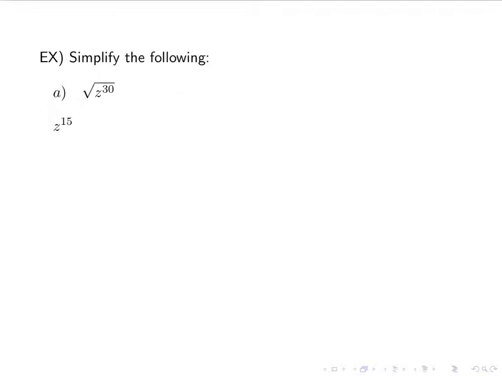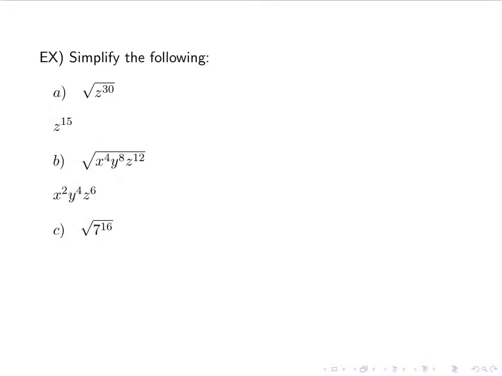Sometimes we'll have more than one factor inside the square root. So for B, we're going to look at the square root of x to the 4th, y to the 8th, z to the 12th. So again, each of these exponents are even, so I can just divide them by 2. So I no longer have the square root. I've got x squared, y to the 4th, z to the 6th.